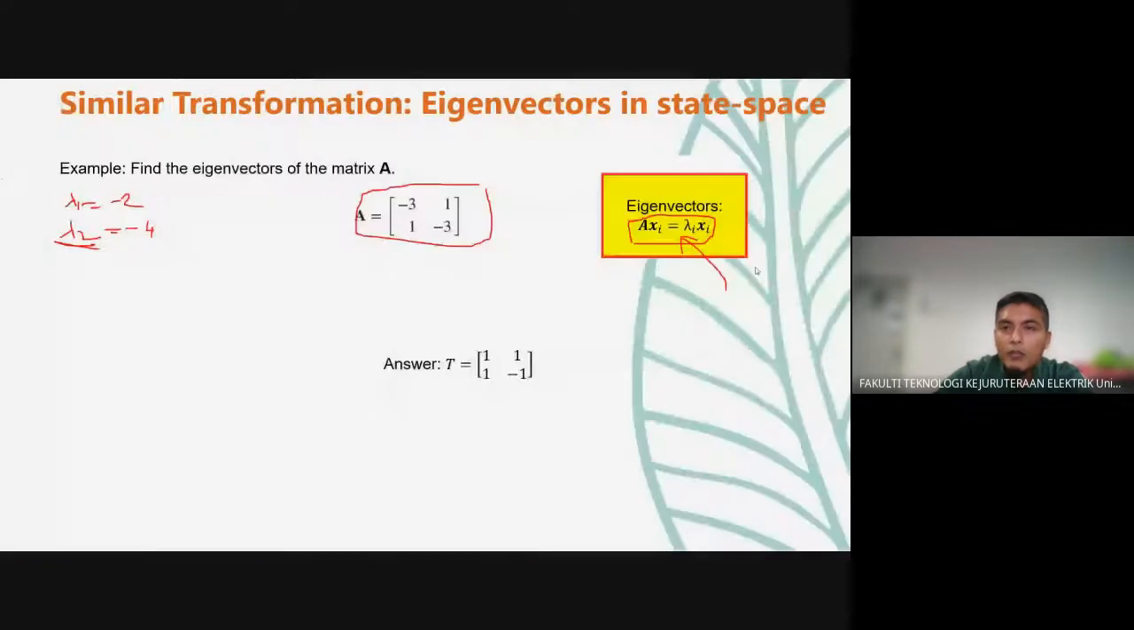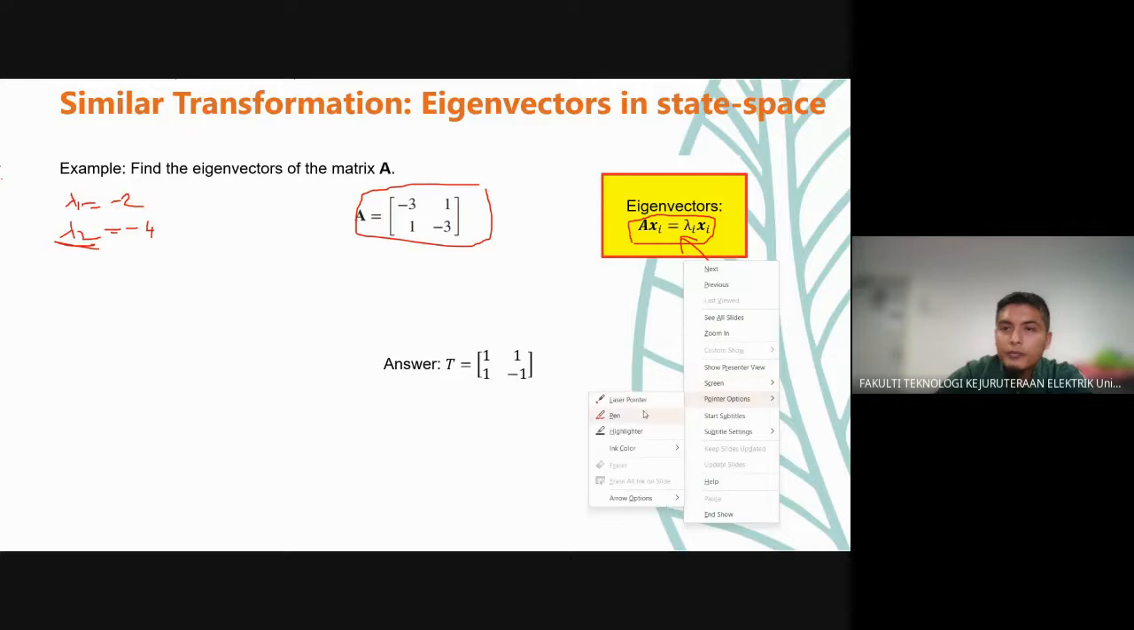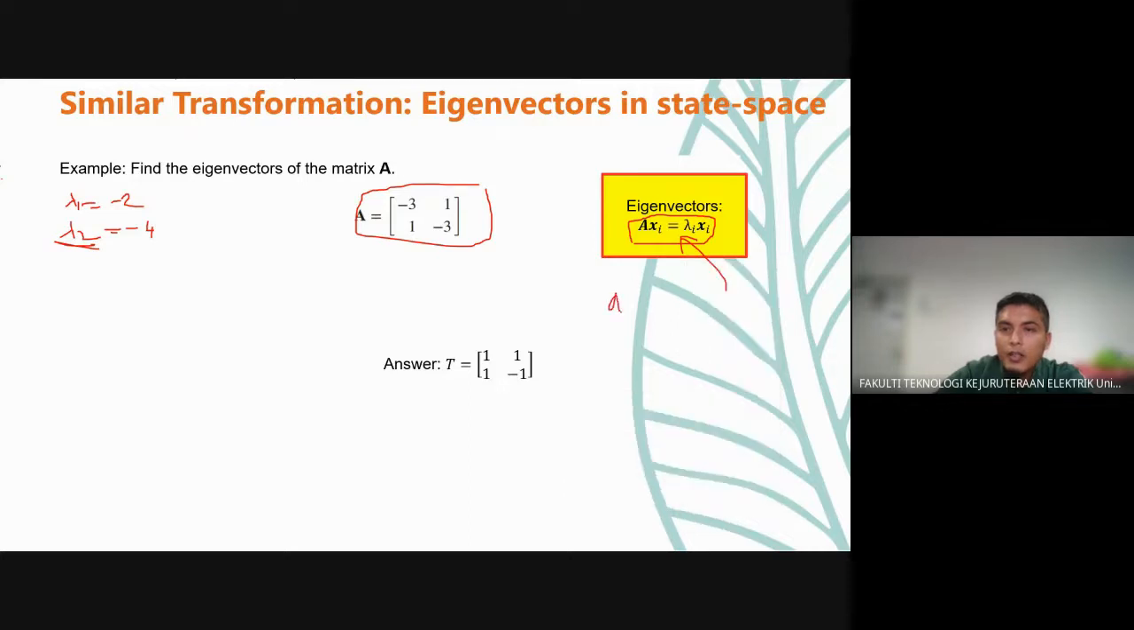because we have two lambdas here, you will have A x1 equal to lambda 1 x1, and then you have A x2 equal to lambda 2 x2. So now you need to solve two equations here.